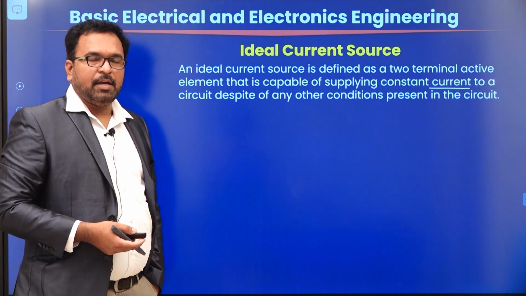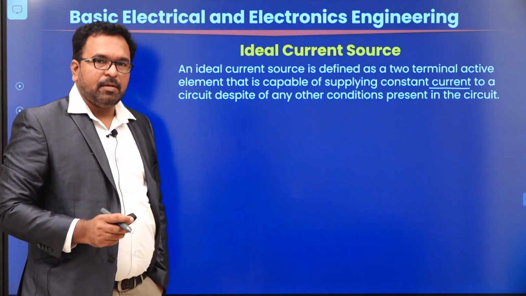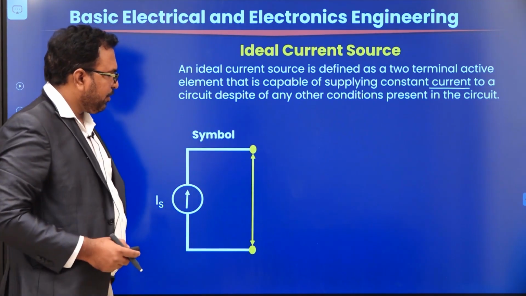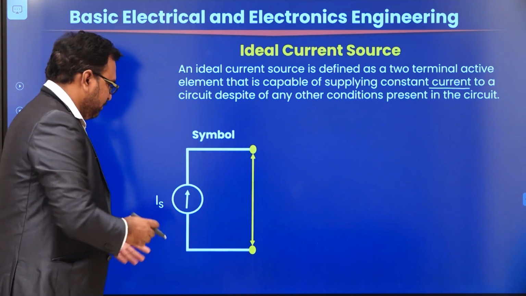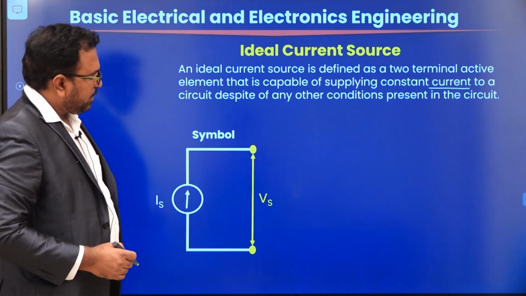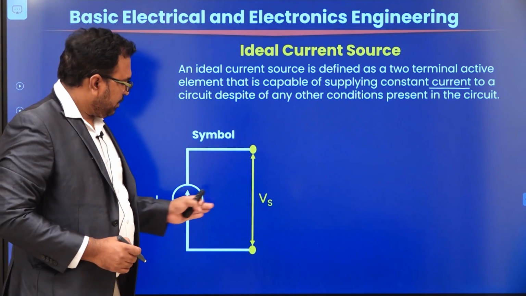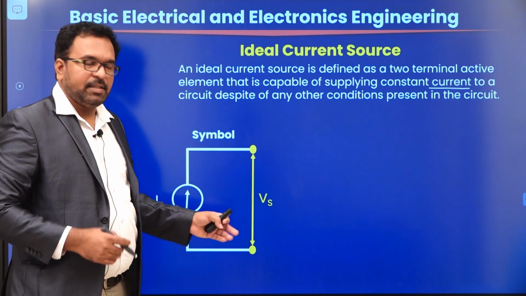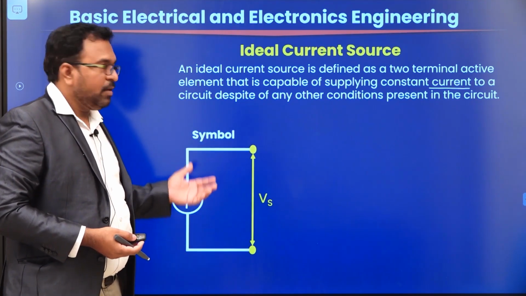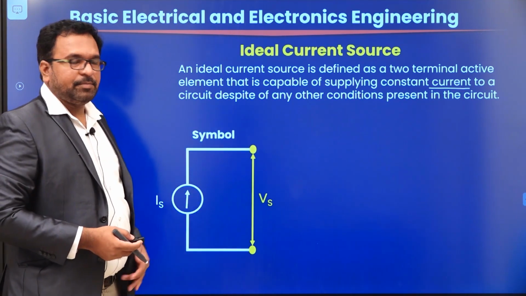Whatever elements you connect to the circuit, the source will always deliver a constant current value. So the symbol used to denote ideal current source is this. An arrow inside a circle. Now the voltage across the terminals, for example, I have considered it as Vs. So if you vary the voltage, the current will not vary. As in ideal voltage source, if the current varies, voltage doesn't vary. Similarly here in ideal current source, if you vary the voltage, the current will not vary.